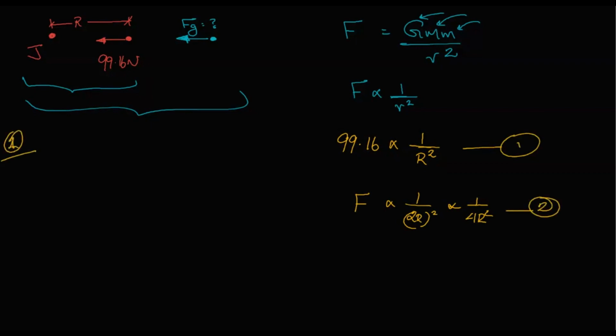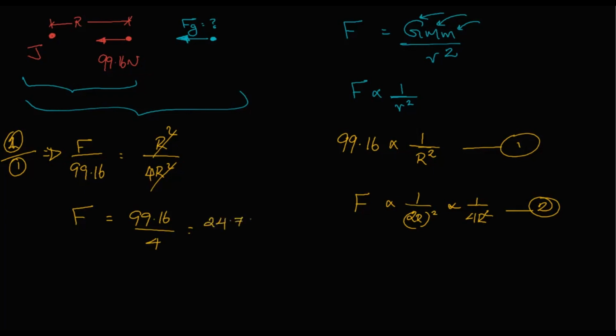So we can go for the second divided by the first equation. So I would get force divided by 99.16, and we have 4r squared here, and we have r squared there. So I can cancel the r squareds. So the force is going to be 1/4 of the initial, right? 99.16 divided by 4 is 24.79 newtons, right? So that is the force.